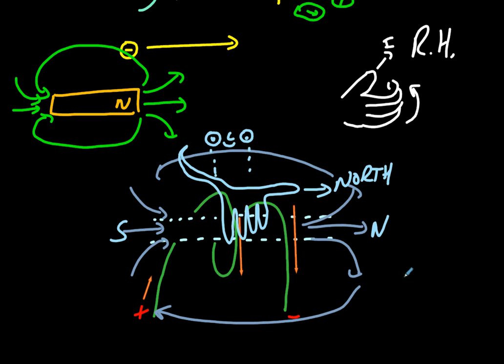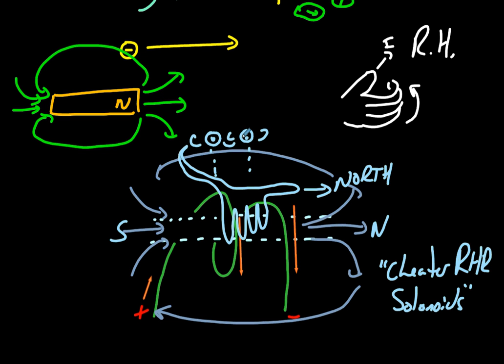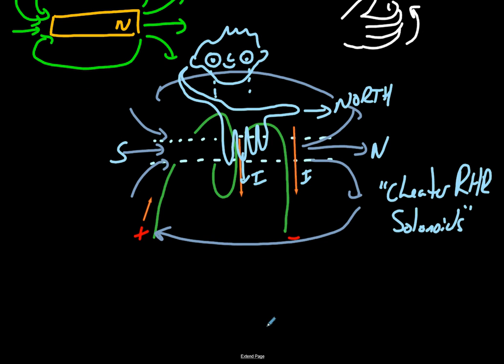We call this the cheater rule, the cheater right hand rule for solenoids. You learned that last year. That's what it is. Look at this. This is a great drawing. There you are. There's your right hand grabbing, pointing in the direction of I, the current flow, and there is north. Cool. So now we know a few things.